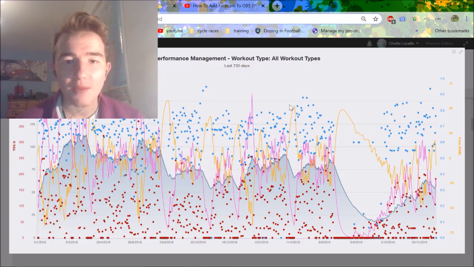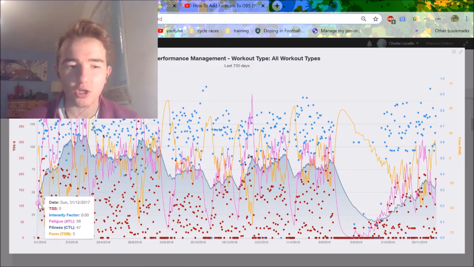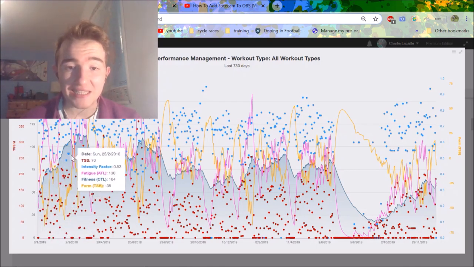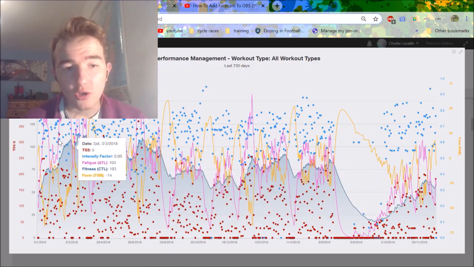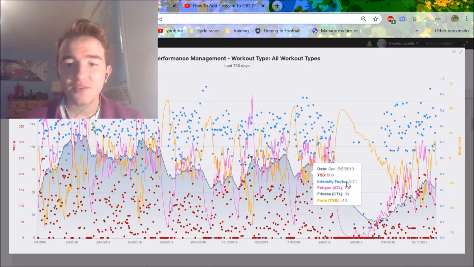So anyway, this is my Training Peaks for the last two years. This is pretty much when I start uploading, more or less. I think I was a little bit early, maybe September 2017 potentially. But anyway, this is basically my last year and a bit of what happened. So you can see obviously there are barely any peaks, barely any troughs.